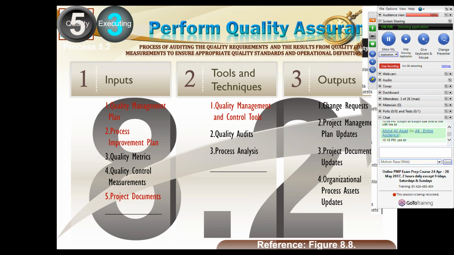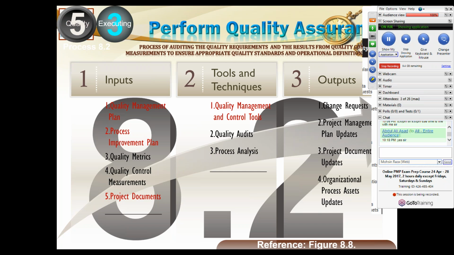So quality management plan and process improvement plan are inputs. Quality metrics are what? Quality metrics are the measurement mechanisms for the processes. These are here, and quality metrics for the deliverable would go to quality control, and quality control is sending us the measurements. So those measurements are to be audited here, checked here, and used here for our process improvement process. Project documents will be required.